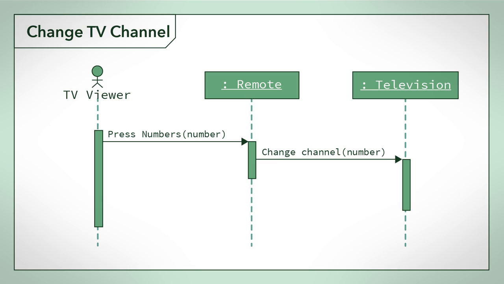You'll notice that since the television wasn't activated at the beginning of the example, we don't want the rectangle on its lifeline to start at the same place as the TV viewer or the remote. I drew it a little bit lower on the lifeline to indicate it was activated later in the process.